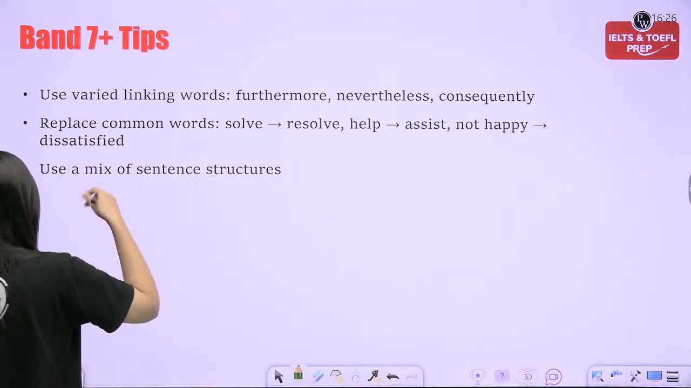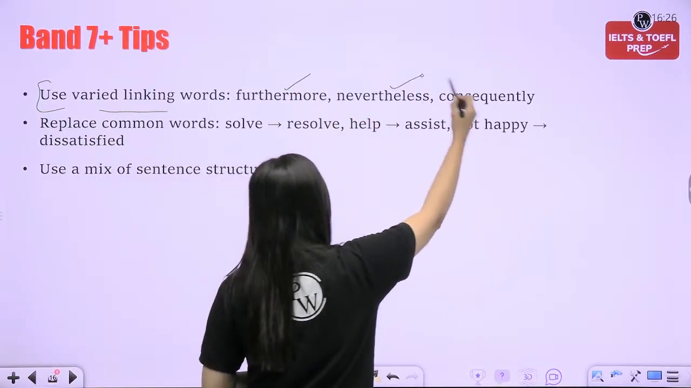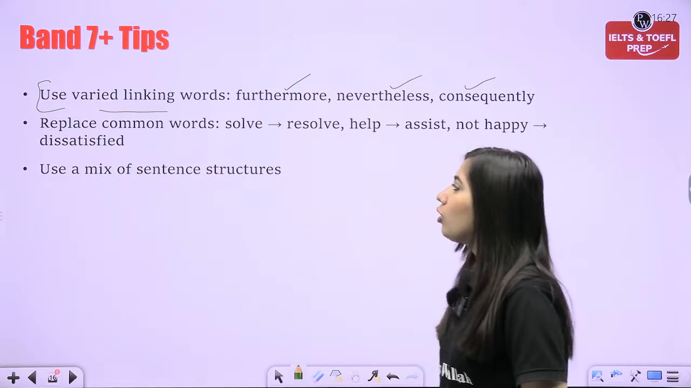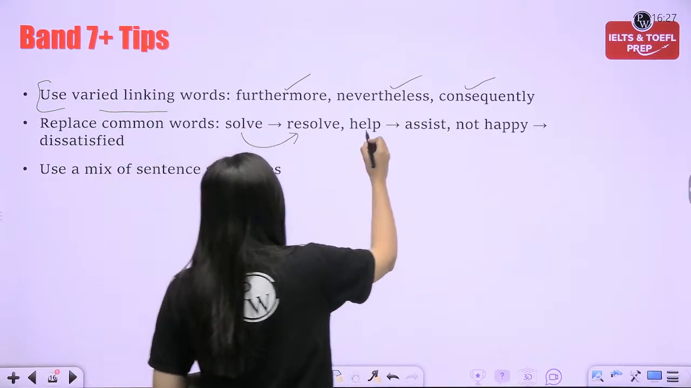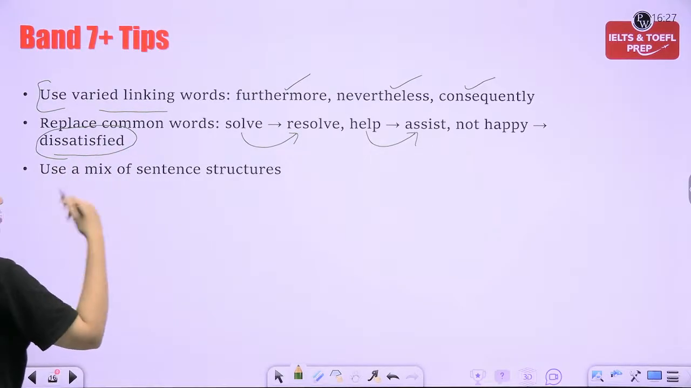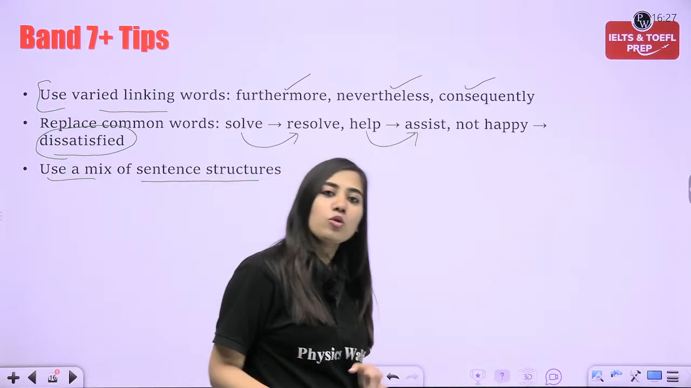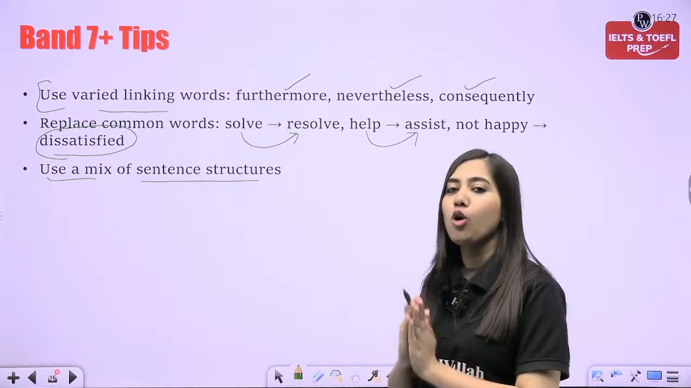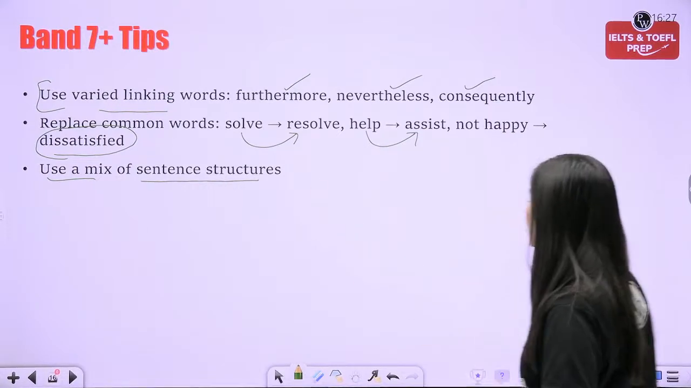Now, what are the tips I would like to give you all? Use varied linking words which are furthermore, nevertheless, consequently. Use more and more good vocabulary while writing. Now, replace some common words with some stronger alternatives, like solve, you can say resolve. Send help, you can say assist. Not happy, you can say dissatisfied, like this. Use synonyms and use a mix of sentence structure. You must use complex structures, compound structures. The usage of connectors should be there. Connectors you have to use: moreover, although, additionally, in order to, all these. So yes, these are some tips I would like to provide you all.